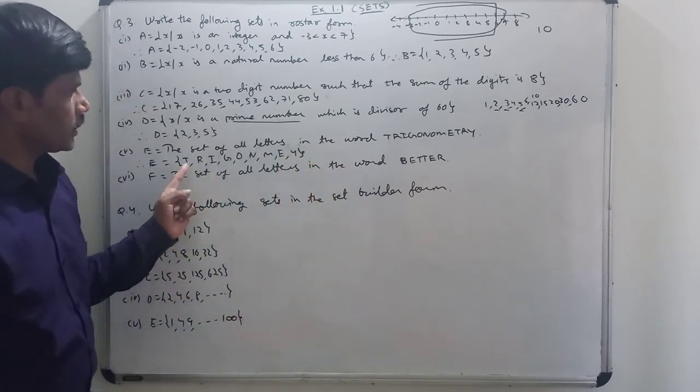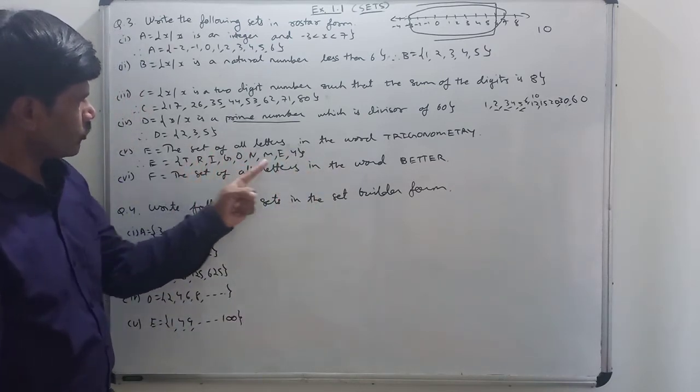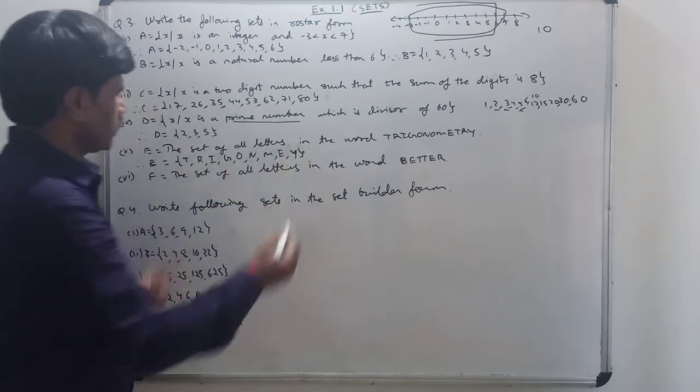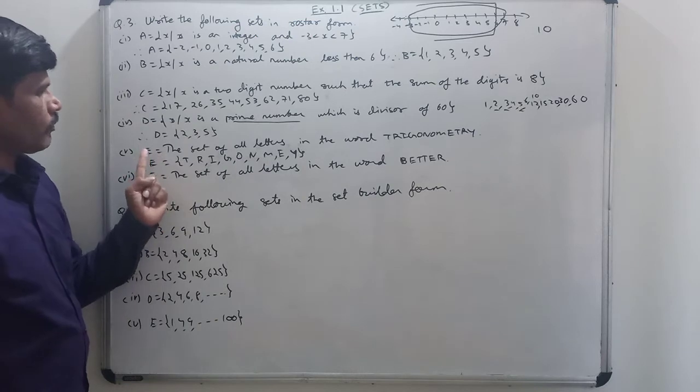Just to see whether a letter is repeated or not. T is not repeated, R is not repeated, I, OK, G, O, N, N, E, Y: trigonometry. So this is nothing but the roster form of this set.